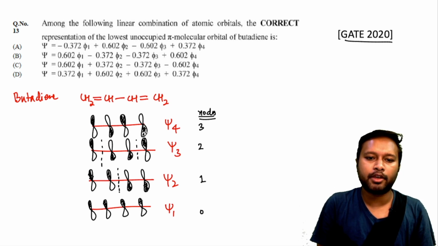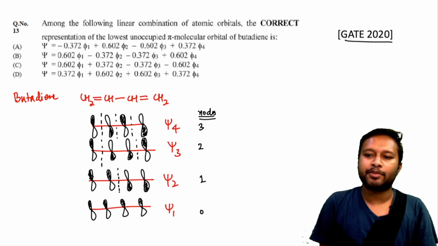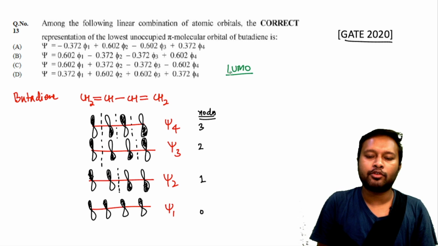Okay, this is how you will make it, and it will have 1 node, 2 nodes and 3 nodes. So all the 3 nodes are here. Now once you have understood this much, it's pretty simple to approach the question. They are asking about the lowest unoccupied molecular orbital, so they are talking about LUMO. So you should know about HOMO and LUMO.